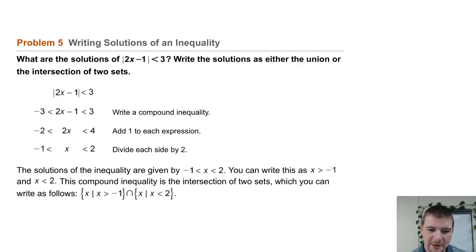Negative 1 is less than x, which is less than 2. And you can write this as x is greater than negative 1 and x is less than 2. This compound inequality is the intersection of two sets, which you can write as follows. The set x such that x is greater than negative 1 intersect the set x such that x is less than 2.